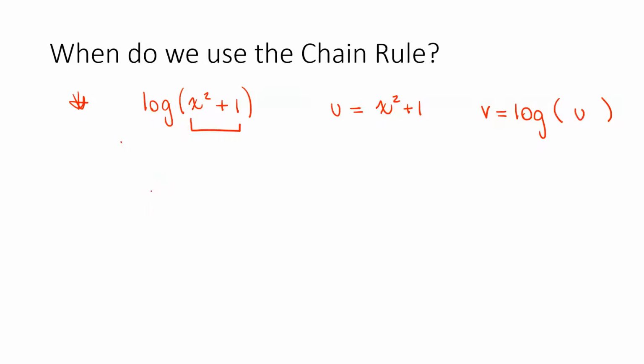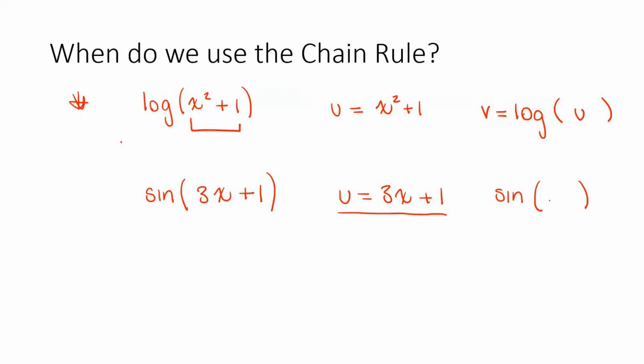Another example would be sine of 3x plus 1. So here we can see the sine function is hugging that 3x plus 1. So our inside function would be 3x plus 1, which we call u, and our outside function would be sine and then of whatever is inside it, but we called whatever was inside it u, so it will just be sine of u.